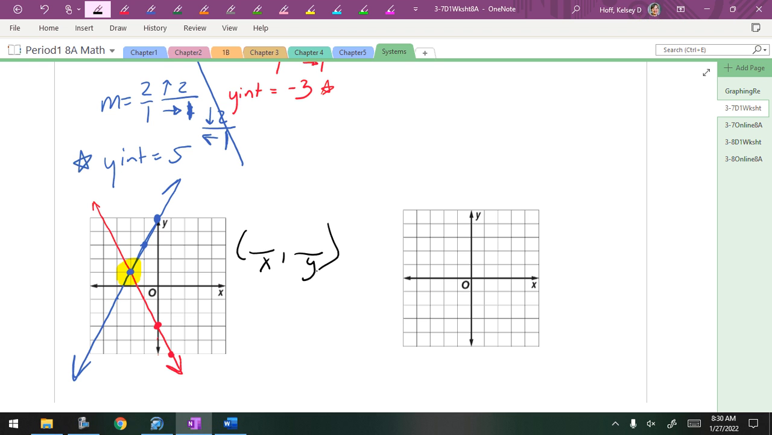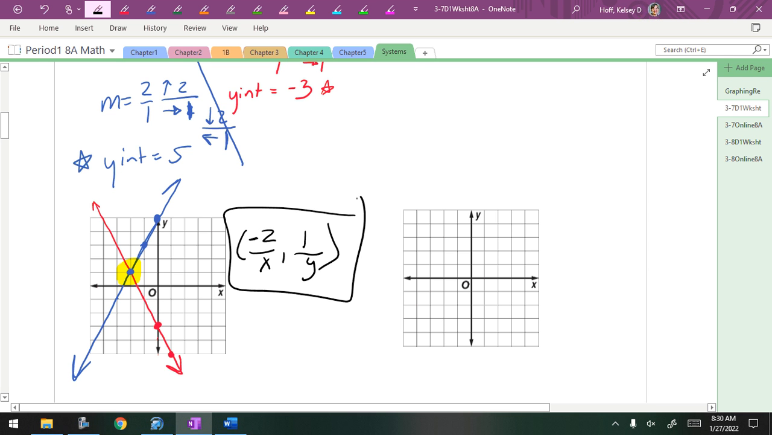Remember, Zayden? Negative 2. And then, which would be what? Positive 1, right? So you would be at negative 2, positive 1. Negative 2, positive 1. It is crucial that you're graphing accurately. That's why we spent our day yesterday just working on graphing.